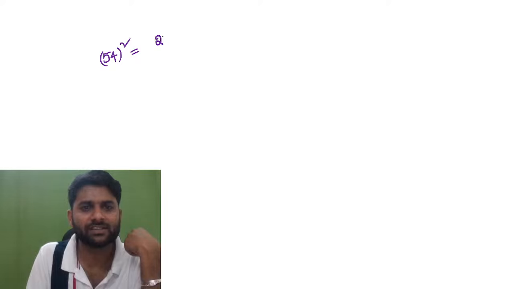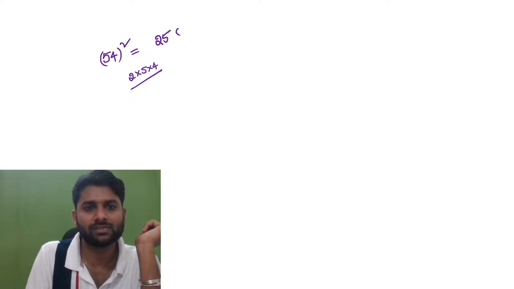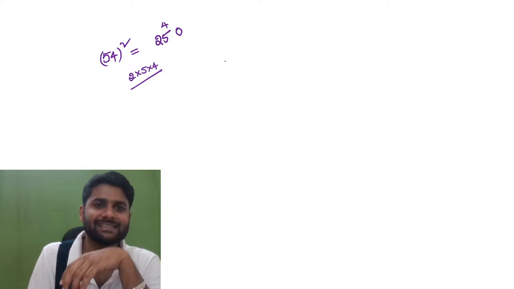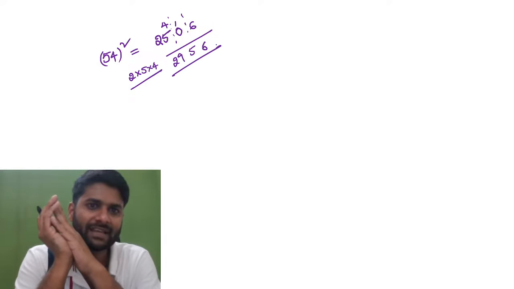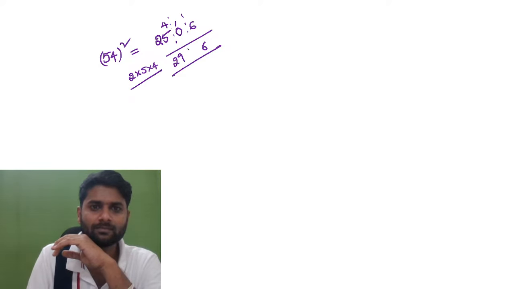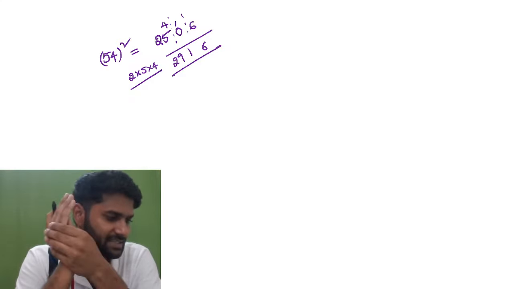Now see, 5 square is 25. Now 2 into 5 into 4. As you know, 5 into 4 is 20. Double of 20 is 40. So write down 0 and 4 is a carryover. Next one, 4 square is 16. 16 means write down 6 and 1 is carryover. So finally here 6, here 1, here 2 and 9. So the answer is 2916. Sorry, it's 16. Yes, 2916.